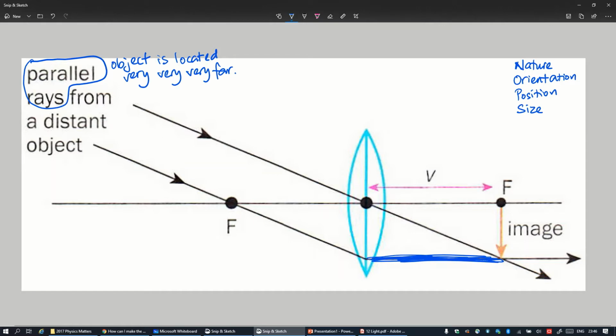And the next line is from the lens through the principal focus. So one parallel to the principal axis, the other one from the lens through the principal focus, and the last one, instead of from the object through the optical center, this time around we have from the image through the optical center. So the three basic lines still apply.